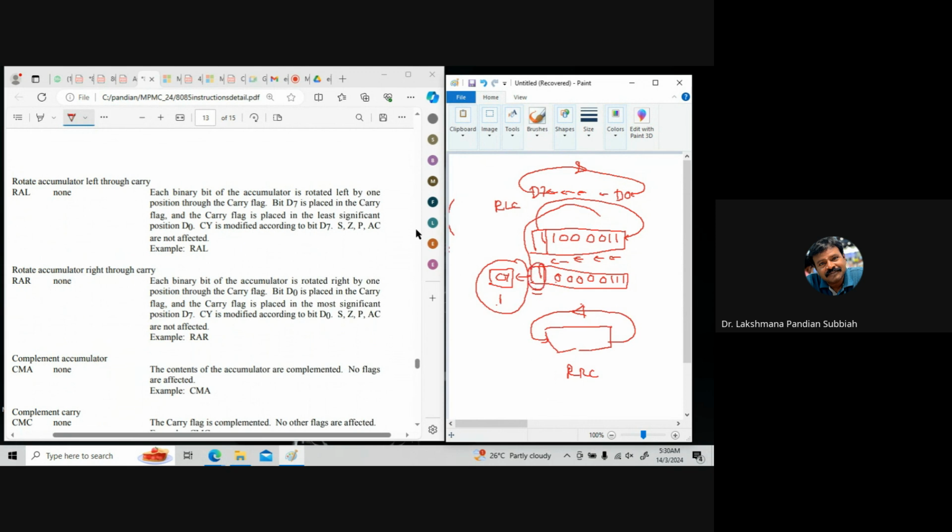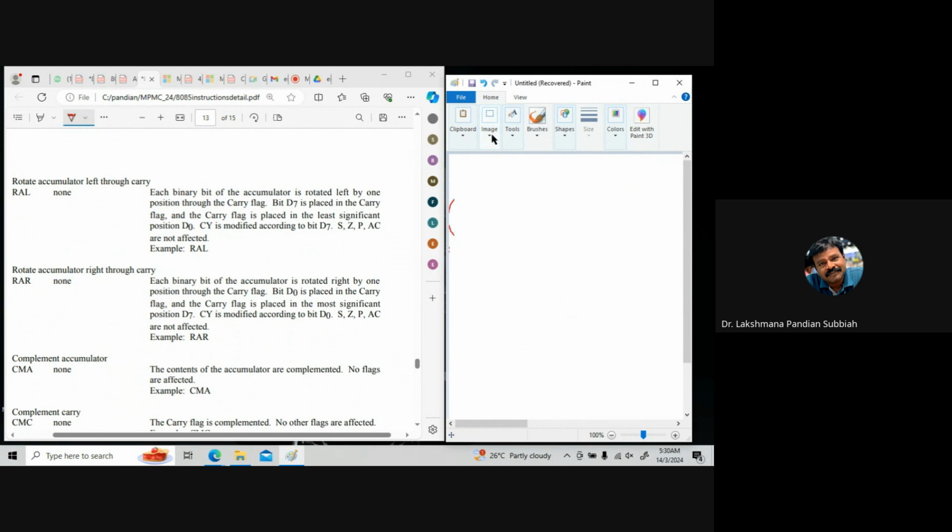The next one is RAL, rotate accumulator left with the carry. Carry is not mentioned in the name now, so you have to be careful with that. So now we have this instruction RAL, not RLC. RLC only modifies the carry. Here it will shift through the carry flag. So this is the carry flag, then this is the D7 register. Now this D7 is going to move to carry, and then the carry is going to move to here.